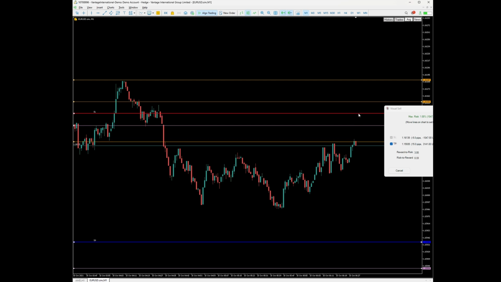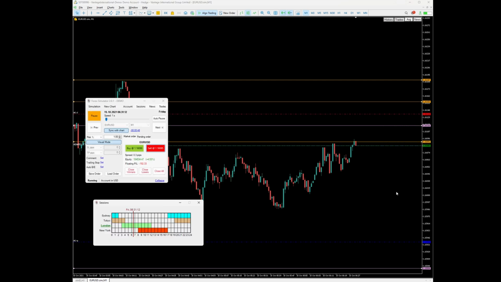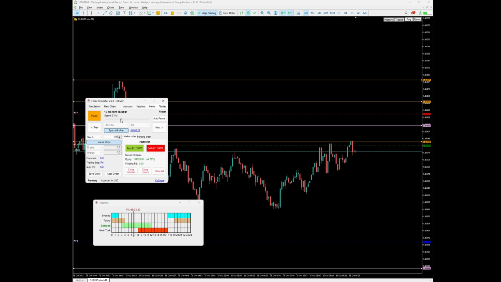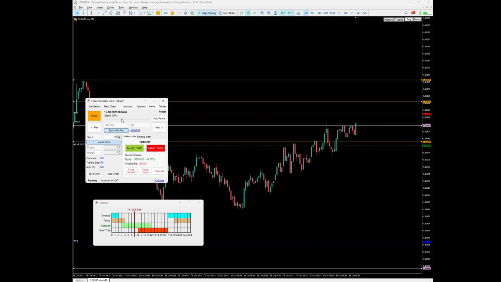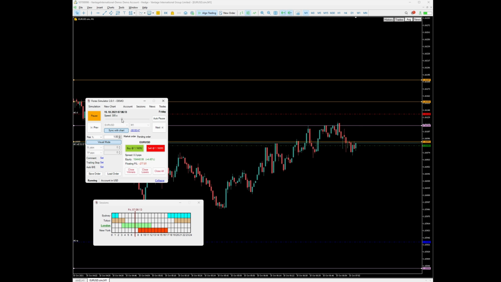From here, we still have a massive gap. I should have entered there, but it is what it is. So right here we have a 3 to 6 R. We're going to accept this and leave it to our fate.